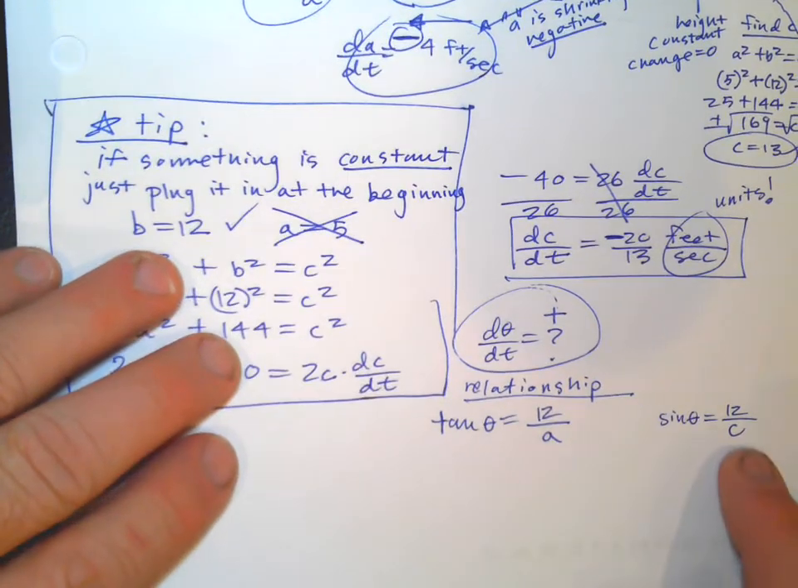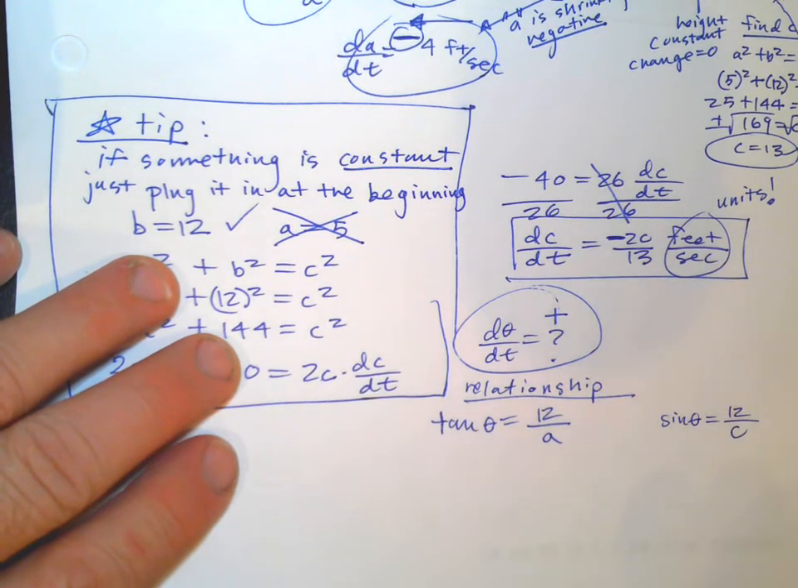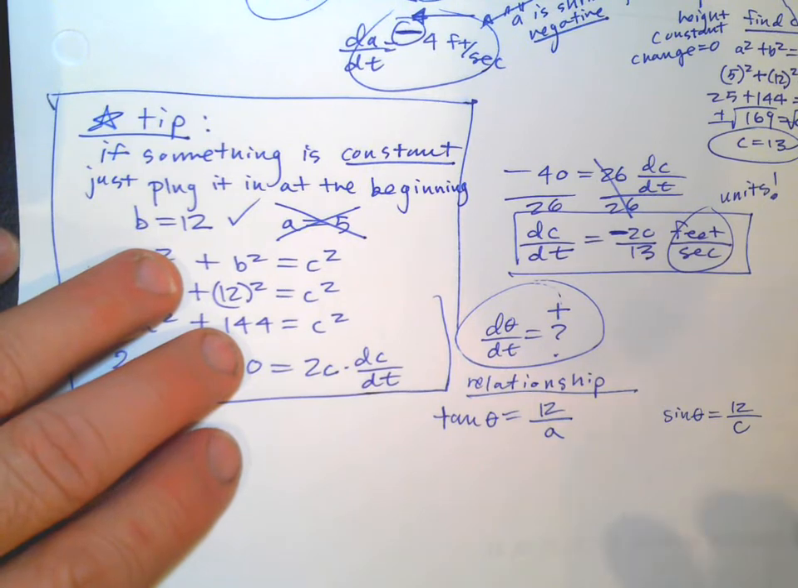But then that means you're going to have to find C. That also means you have to find dc dt, which is kind of ugly. And it means you got to get all those right. I personally wouldn't go with that.